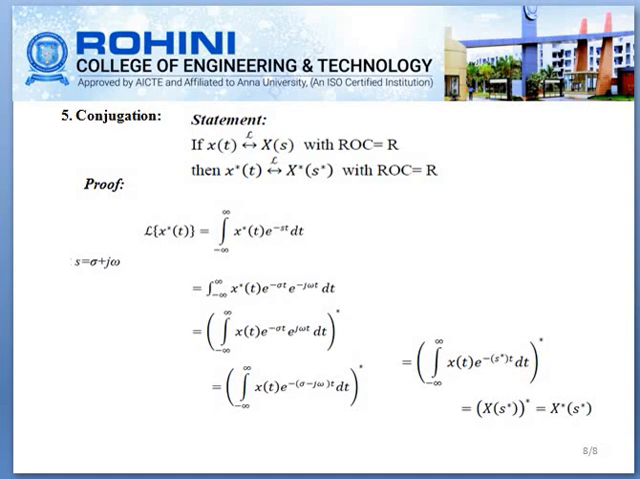Now this sigma minus j omega is conjugate of s, so this term can be written as integral minus infinity to infinity x of t e power minus s conjugate of t into dt, the whole conjugate. This can be written as X conjugate of the whole conjugate, that is equal to X conjugate of s conjugate.